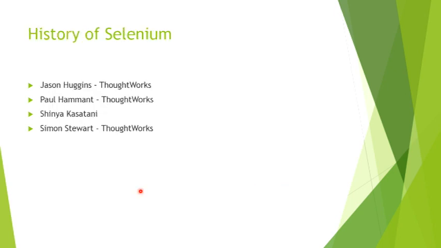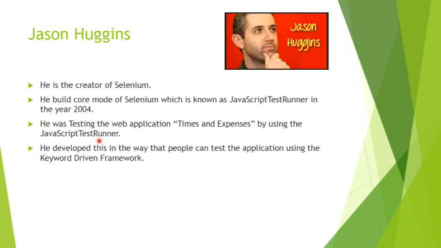So, the history of Selenium was already discussed. It's just four persons: Jason Huggins, Paul Hammant, Shinya Kasatani, and Simon Stewart. So he is Jason Huggins. From the picture you can also remember who Jason Huggins is. He is the creator of Selenium. He built the core module of Selenium, which is known as JavaScriptTestRunner, in the year 2004.